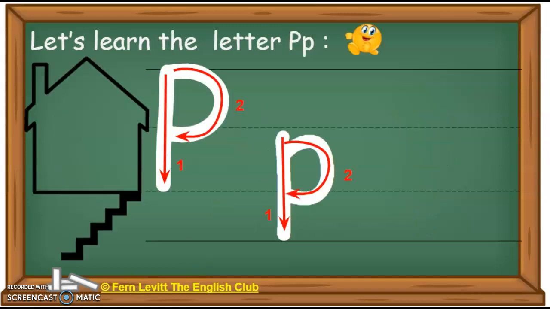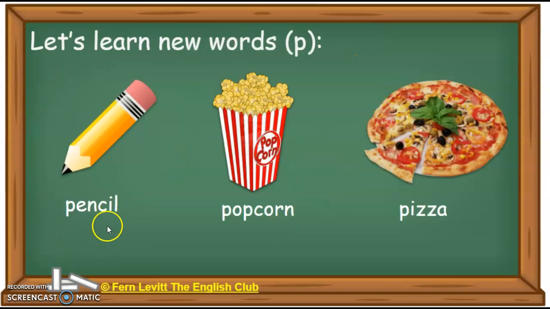Now let's learn the letter P. Capital P and small p. P says the sound P. P as in pencil, P as in popcorn, and P as in pizza.